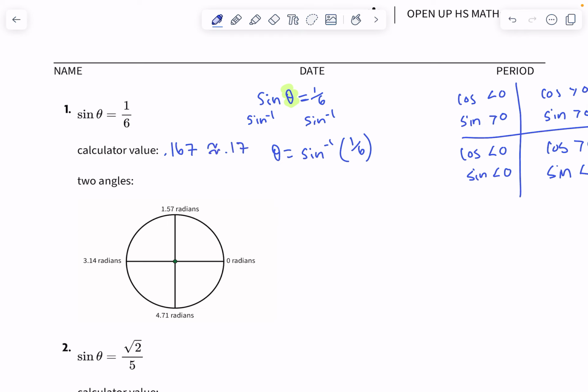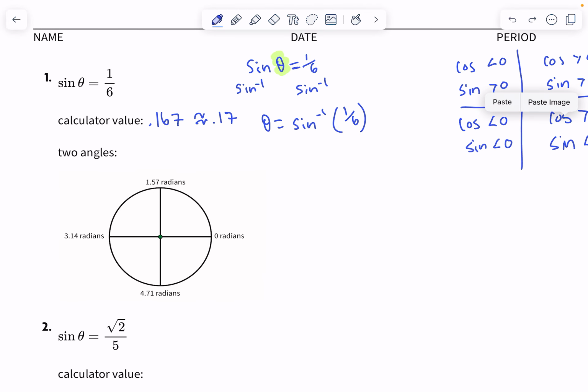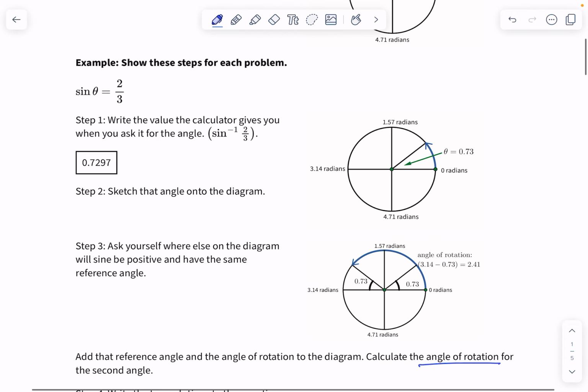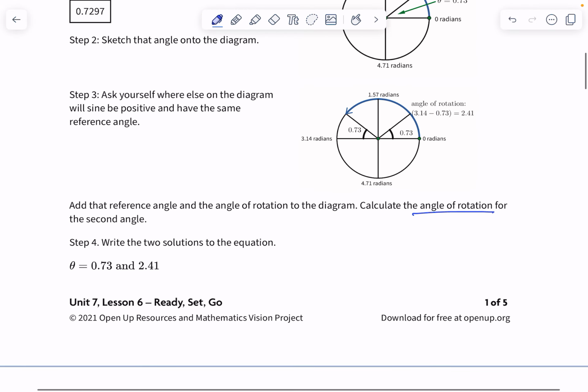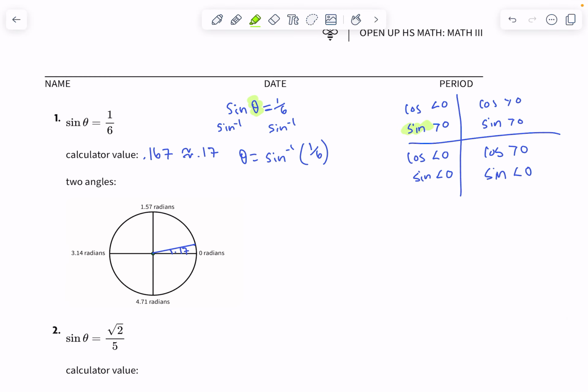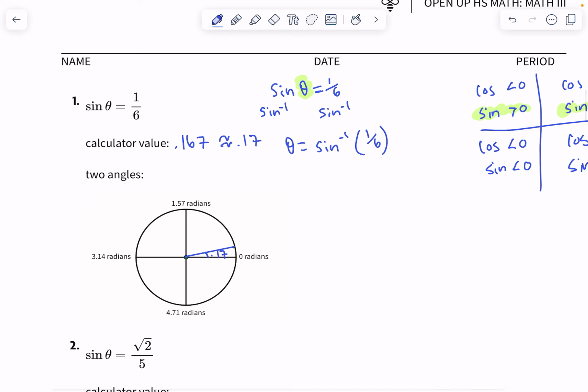Okay, so 0.17 in this circle is like somewhere here, right? So that means that this is 0.17. Now you have to ask yourself, my calculator gave me this value, right? But your calculator is not smart enough, because sine is positive at two different locations. Sine is positive here and positive here. So I need another angle where sine of theta is 1/6, so somewhere here.